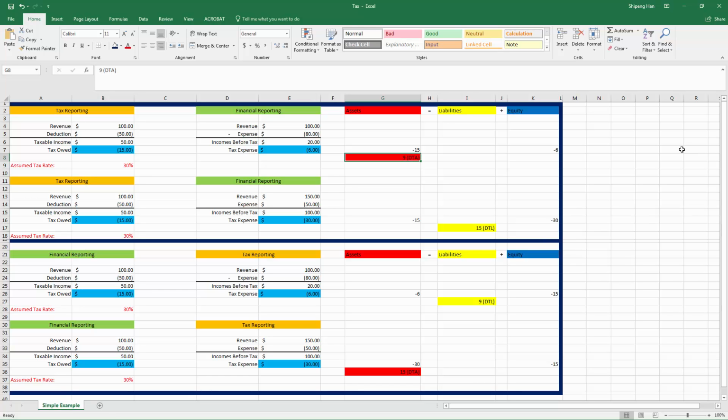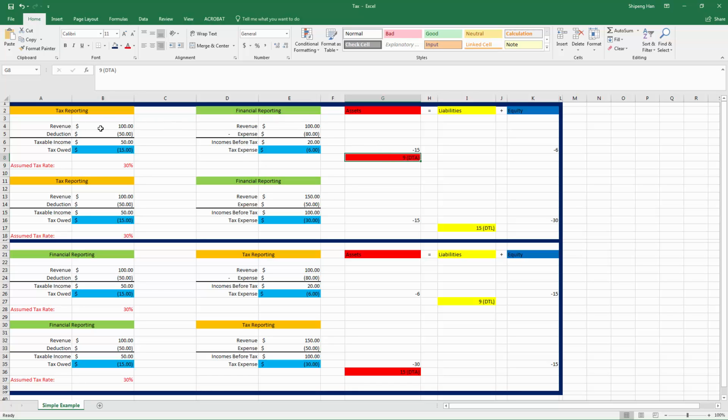Why is it an asset? Think about it. You incur $6 expense, but you pay 15. So you pay more than you incurred. It's just like you deposited $9 with the IRS. So the $9 is still your asset, like prepaid tax. So $9 is deferred tax assets. Okay, so this is one case.